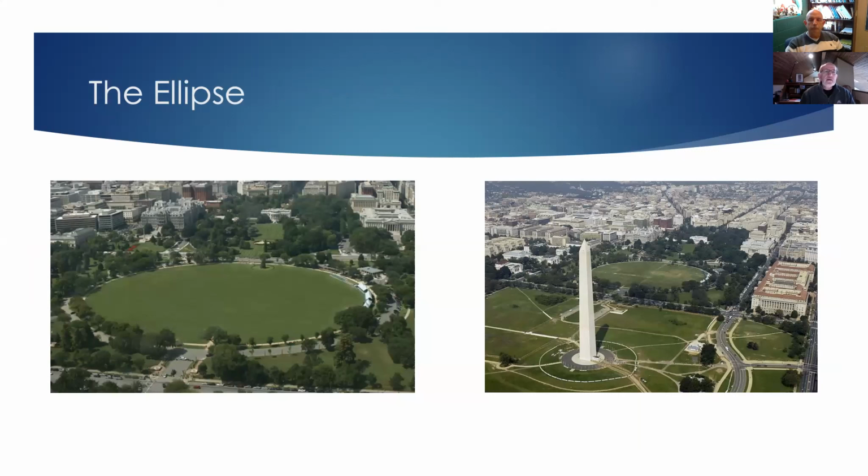Ellipses. Well, there is an ellipse. The ellipse in Washington is the area outside of the White House, between the White House and the Washington Monument. It's got the national Christmas tree there. Other events happen there.